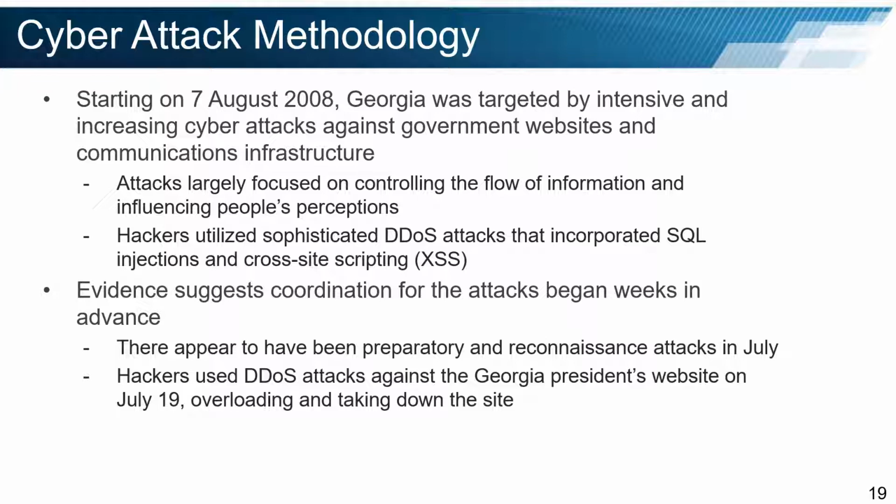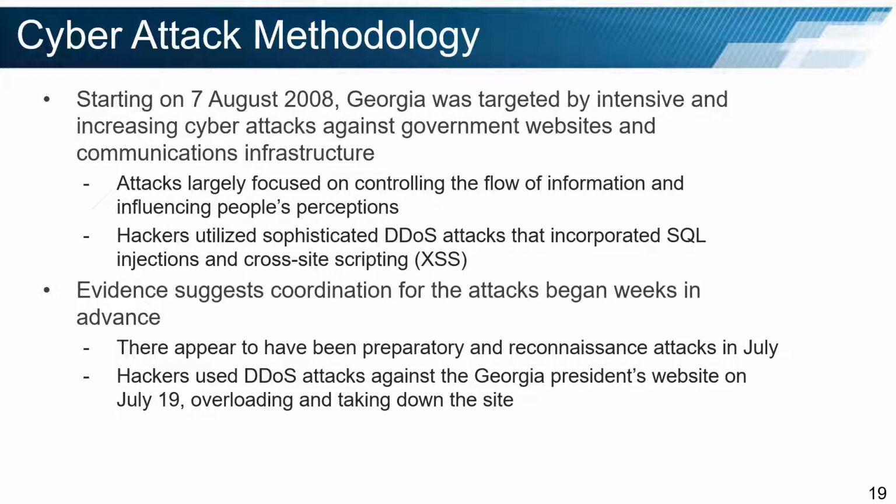Cyber attack methodology. Starting on 7 August 2008, roughly 8 hours before Russian troops rolled across the border, Georgia was targeted by intensive and increasing cyber attacks against government websites and communications infrastructure. The attacks largely focused on controlling the flow of information and influencing people's perceptions. Hackers utilized sophisticated DDoS attacks that incorporated SQL injections and cross-site scripting. The most important result of these attacks was the essential freeze imposed on the Georgian government's ability to use the internet to issue any communications to their populations or to the outside world. The attacks also featured an information exfiltration component designed to steal and accumulate military and political intelligence from the Georgian networks.